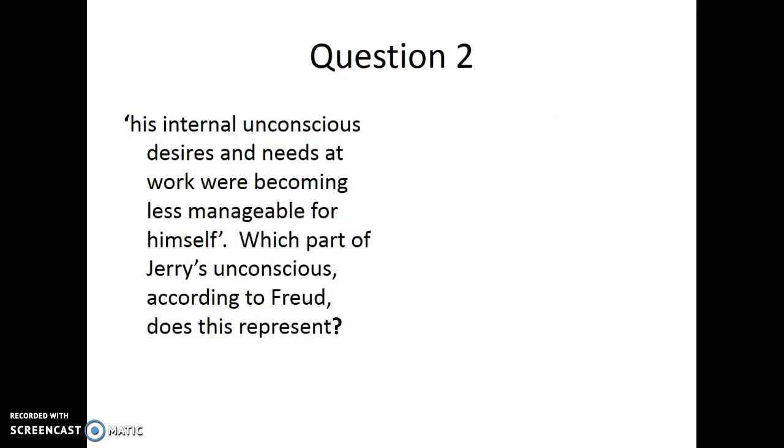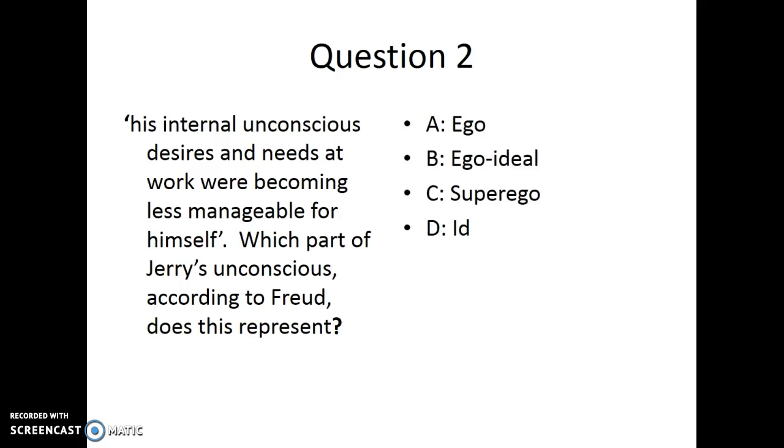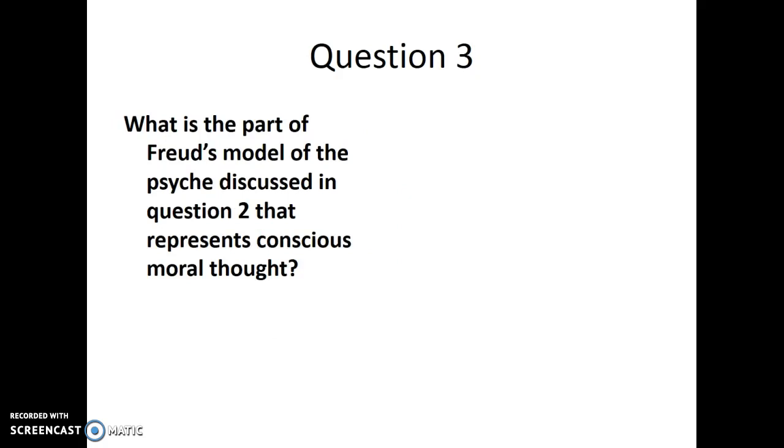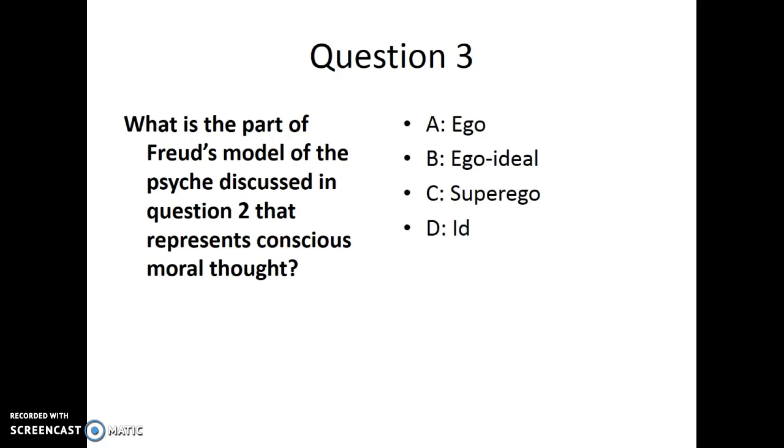Question 2. His internal unconscious desires and needs at work are becoming less manageable for himself. Which part of Jerry's unconscious, according to Freud, does this represent? A. Ego. B. Ego ideal. C. Superego. D. Id. Or E. None of the above. Question 3. What is the part of Freud's model of the psyche discussed in question 2 that represents moral thought? A. Ego. B. Ego ideal. C. Superego. D. Id. Or E. None of the above.